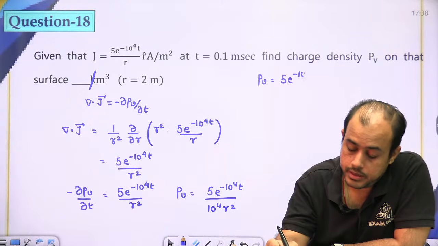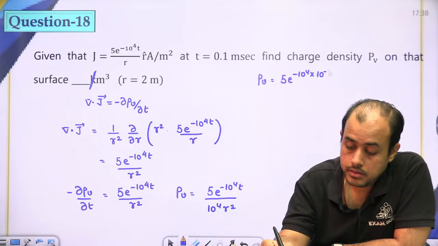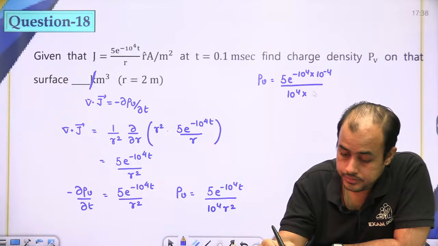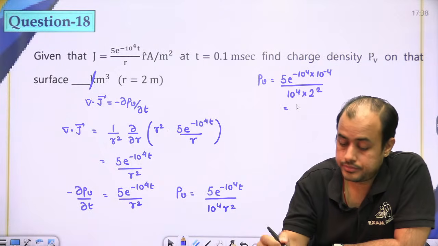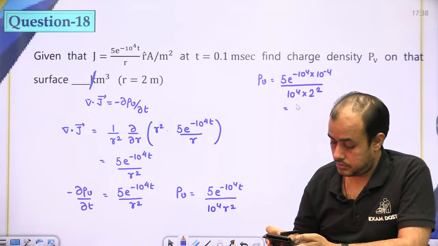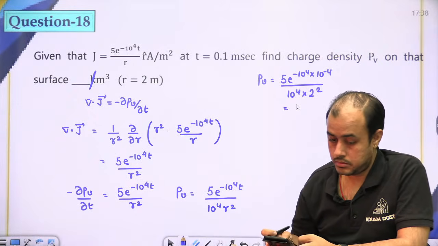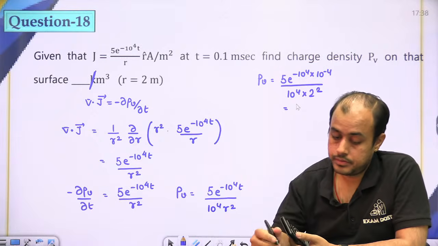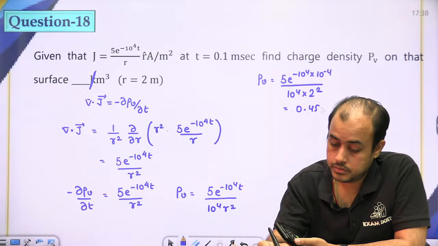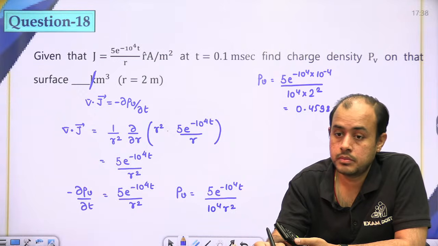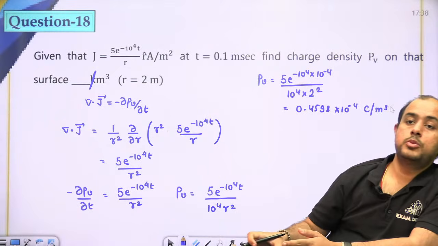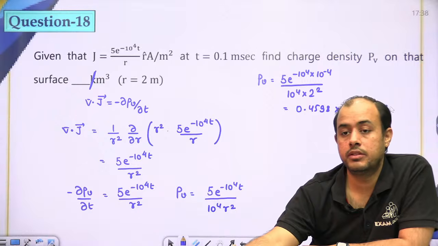R square by R will be R. One millisecond, beta. Radius is... So the answer is 0.4598 10 to the power minus 4.